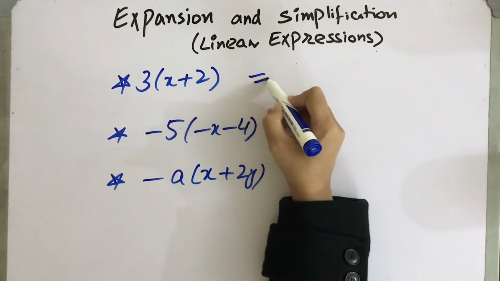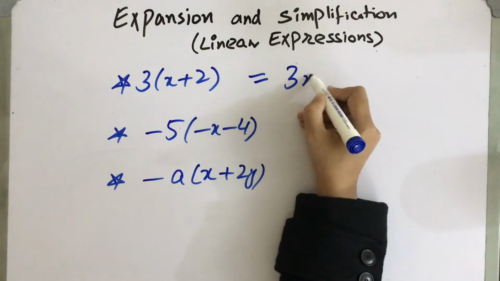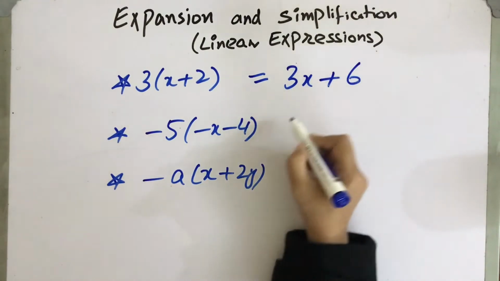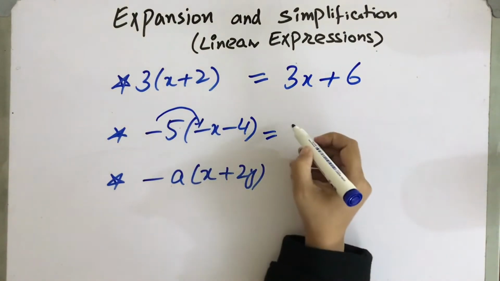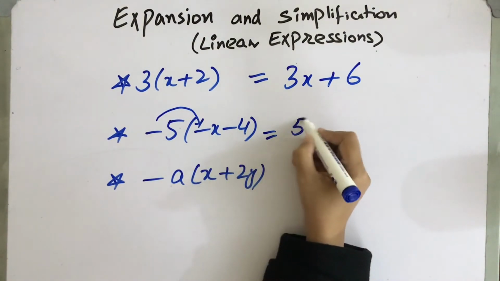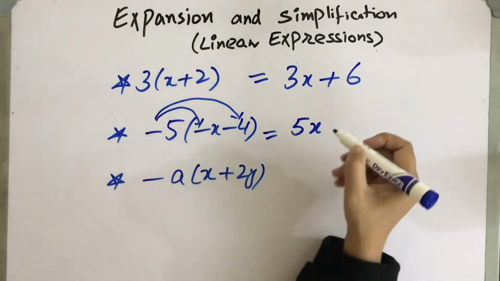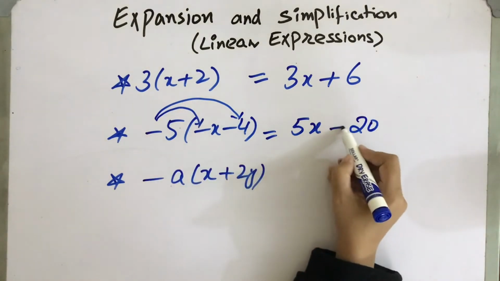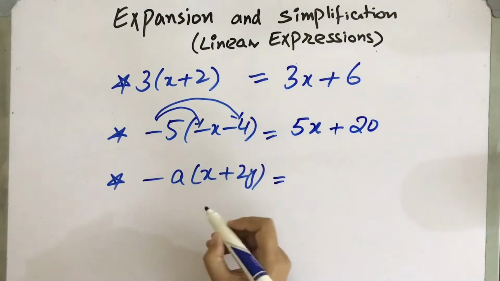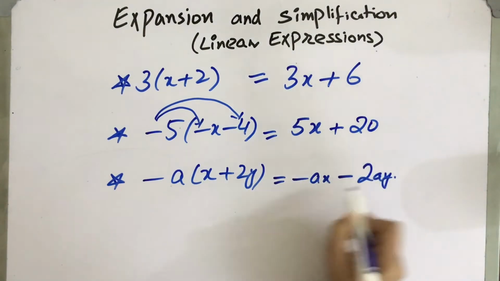Now apply distributive law. 3, there is x means 1x, 3x plus 3 2 times 6. If I apply here, minus 5 multiply minus x, minus plus 5 multiply 1x is 5x, minus 5 multiply minus 4, 5 4 times 20, this is 20, but two negative signs will give me a positive sign. Here I shall have minus ax minus 2ay.